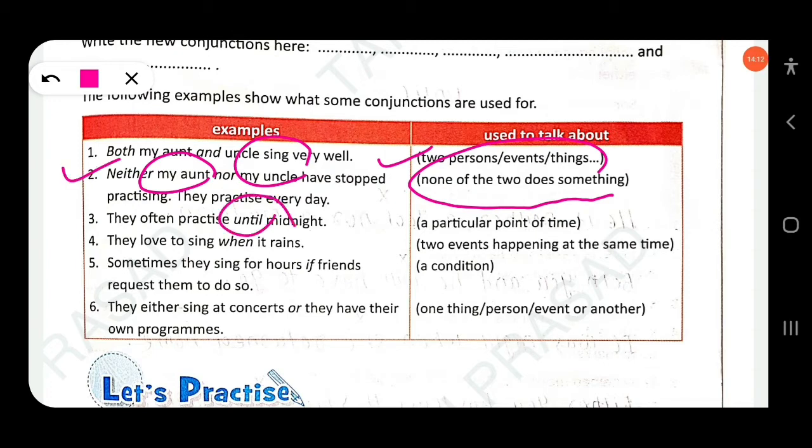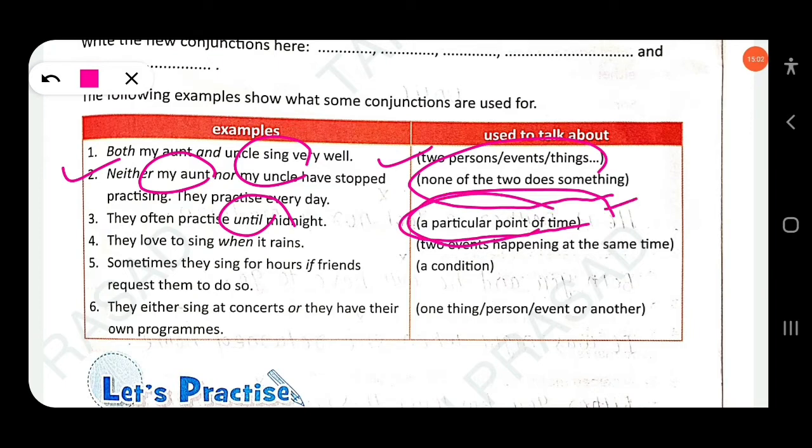Then next, they often practice until midnight. We use until to indicate a particular point of time. Take an example: wait here till I return, or you can also use wait here until I return. I have to wait here until she arrives. Okay, so in this way we use until to indicate a particular point of time.